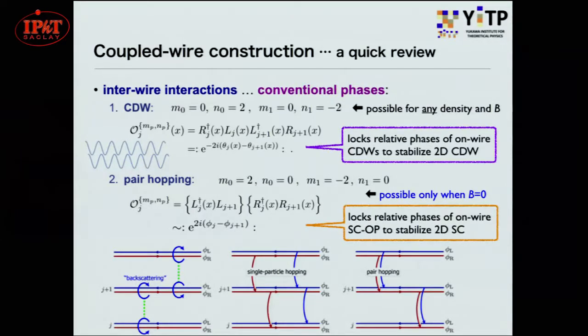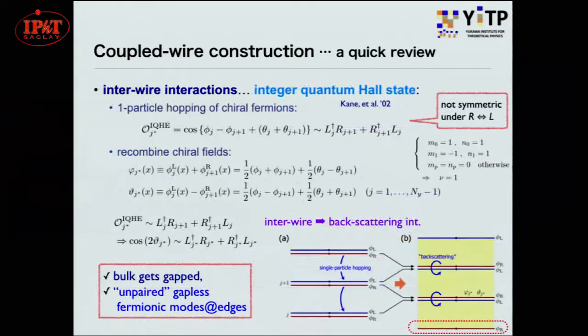The same for the left mover here. So this is a pair hopping. If you have this pair hopping, you can stabilize two-dimensional superconducting order. So this is the example from the conventional phases.